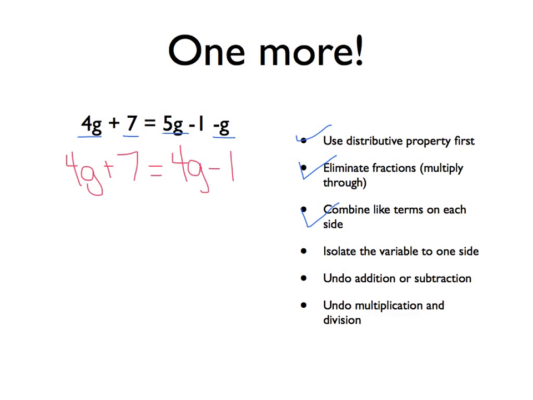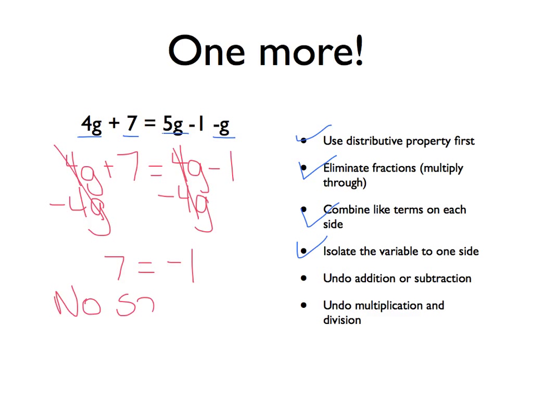Alright, next we're going to isolate the variable. Let's get rid of this 4g on the right. If I subtract 4g from this side, I should have subtracted 4g from this side. Those cancel. Uh-oh, they both canceled. 7 equals -1. Does 7 equal -1? Absolutely not. I am now finished with this problem because I can easily say that this equation has no solution.